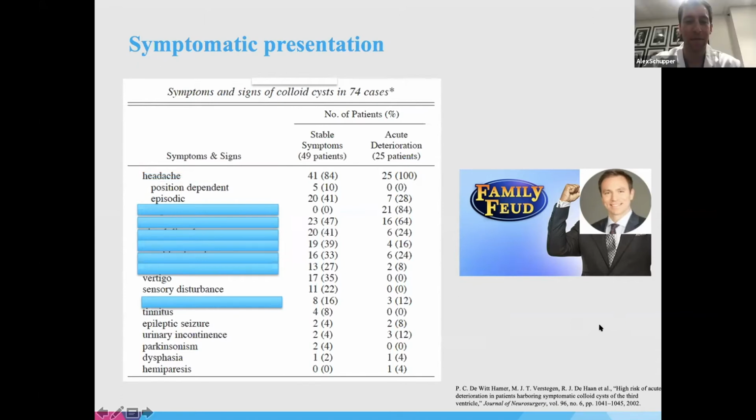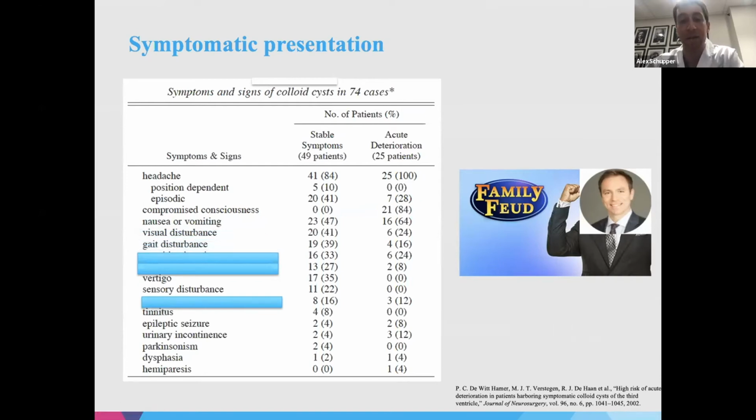So some other very common symptoms. In the acute deteriorating patient, obviously altered mental status and compromised consciousness are very prevalent. Nausea and vomiting are also up there. Visual disturbances can definitely be seen. Gait disturbance, as we saw in our patient who came in, that, in addition to the headaches, was her only objective finding on exam. Cognitive impairment can be found, amnesia, and then something we often talk about is drop attacks.